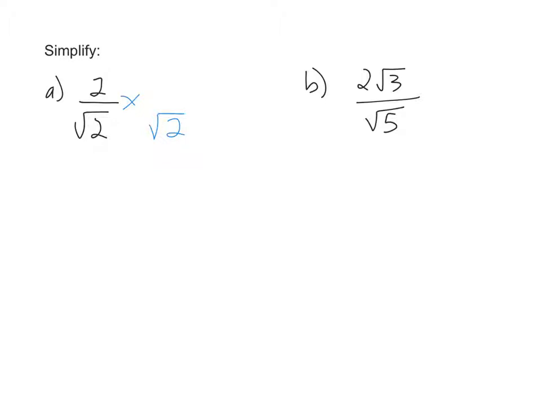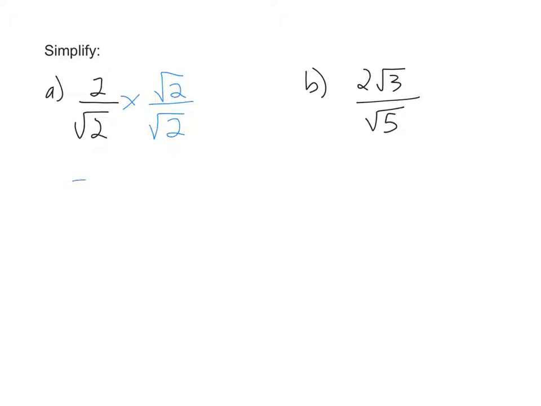But I can't just randomly multiply something by root 2, right? Because it changes the value of that expression. But what can I multiply by without changing the value? What number could you multiply anything by and it wouldn't change? 1, right. So that's what I'm going to do. Multiply it by 1, but it's going to be a different 1. It's going to be this one, root 2 over root 2. Root 2 over root 2 is equal to? 1. So that's what I'm going to multiply by.